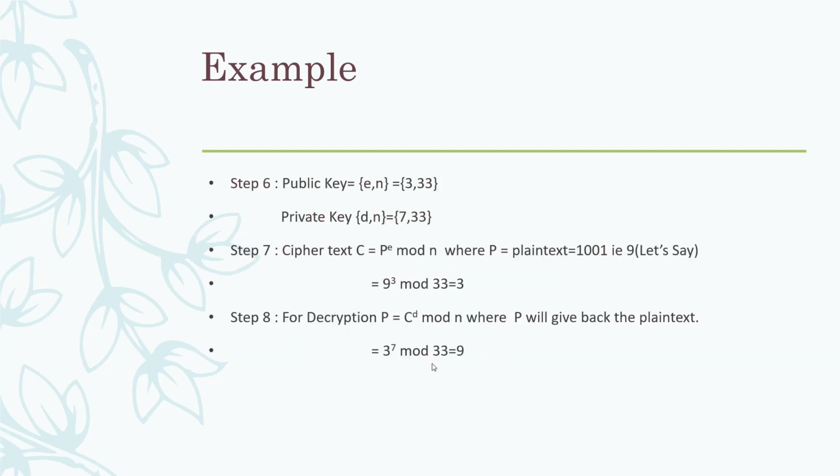Now the public key is 3 and 33 and the private key is 7 and 33, that is, the E and n values, and the D and n values. Let's calculate the ciphertext. For this example, we are considering the plaintext as 1001, the binary value, whose decimal equivalent is 9. So 9 to the power 3 mod 33. The remainder is 3. 3 will be transmitted over the communication channel. At the receiver end, the receiver will decrypt using his private key. The decryption process is the ciphertext to the power D mod n. So we get the plaintext value back, that is the value 9.